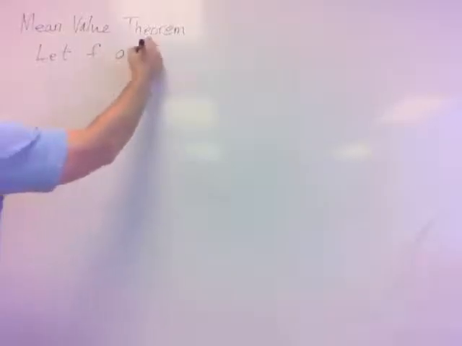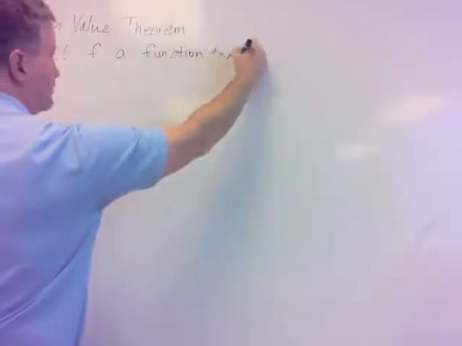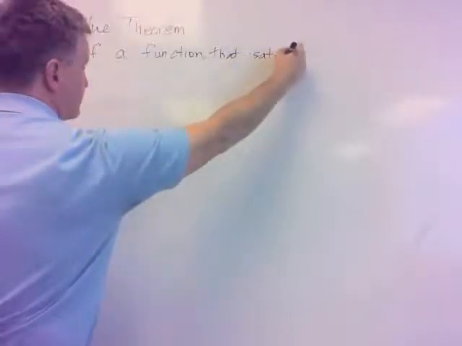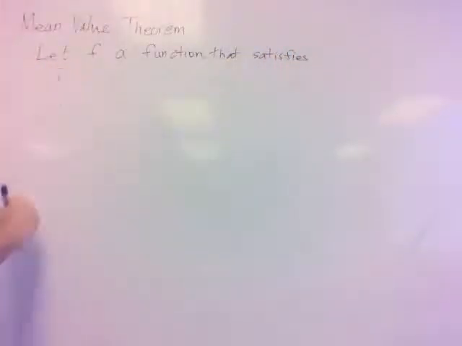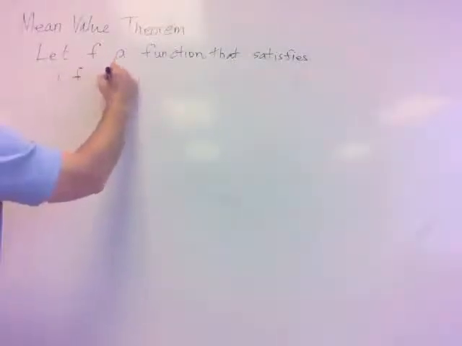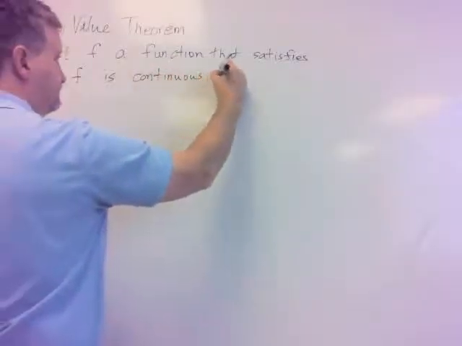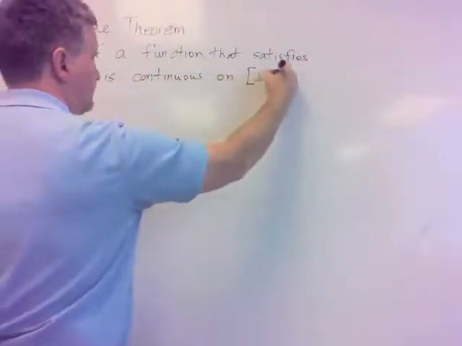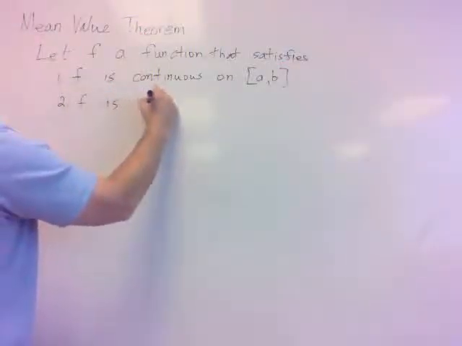Let f be a function that satisfies these two hypotheses. There's only two in the mean value theorem. F is continuous on [a, b], and f is differentiable on (a, b).